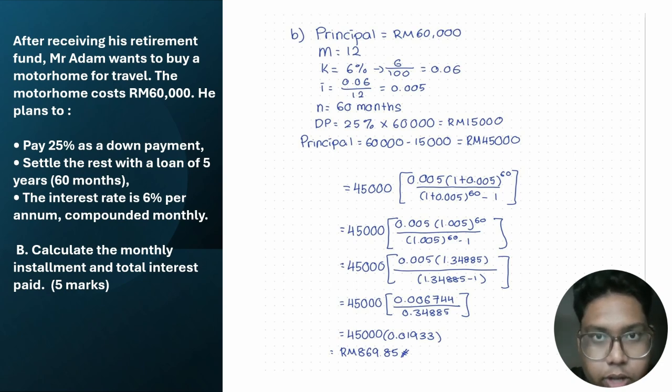After we calculate all, we will get 45,000, open bracket 0.006744 divided by 0.34885 and close the bracket, which is we calculate inside the bracket first. So we will get 0.01933 and then calculate 45,000 multiplied by 0.01933, and we will get 869 ringgit 85 cents ringgit Malaysia for the monthly installment and total interest paid.